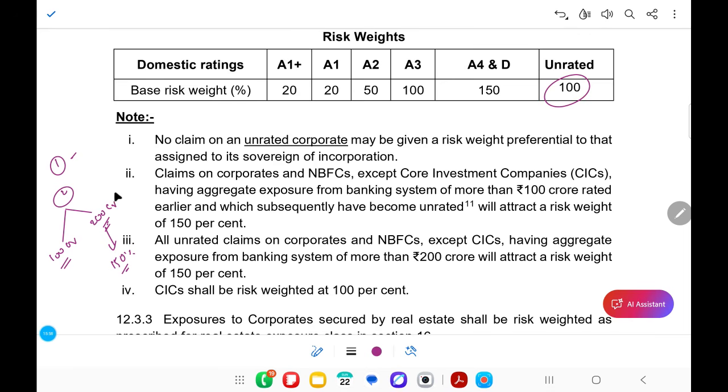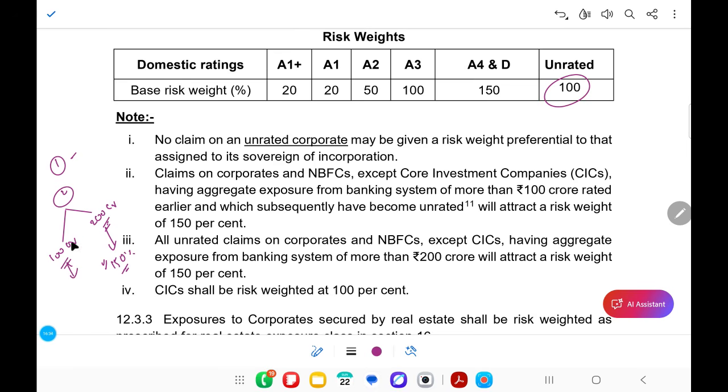If the banking exposure from the entire system is more than 200 crore and the borrower is unrated, it should be rated. Thereby, RBI has given a penal risk weight here, because such a high exposure and you are not rated, that is not good. So in that case, you will be assigned a higher risk weight. Banks must tell the borrowers to become rated, just to encourage the borrowers and lenders to get the borrower rated.